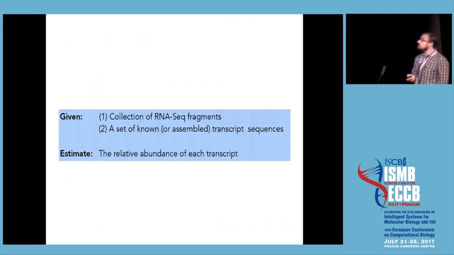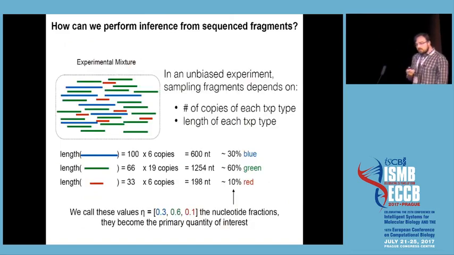abundance of each transcript. And when we think about this, we like to think about what is the mathematical model underlying it, and how do we model the thing we're actually trying to measure. The particular quantity of interest for us is going to be this thing that we call the nucleotide fractions. So we denote them as eta.